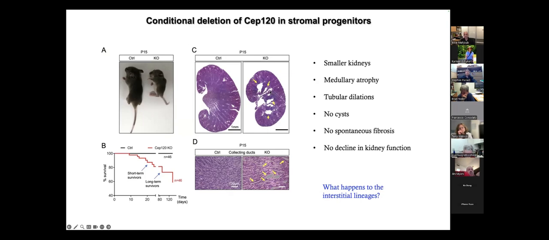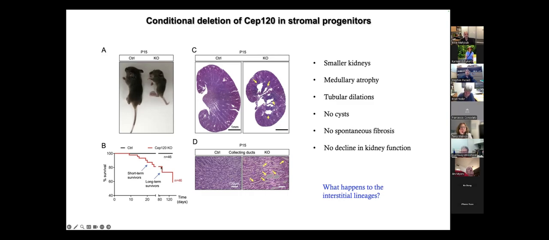Okay, there's this medullary atrophy that we see here. There's some tubular dilations in the medulla region over here, but there's no cysts, there's no spontaneous fibrosis, and there's actually no decline in kidney function, which is why we're pretty sure that these mice are not dying because of the kidney defects. We know FOXD1 is expressed in other organs, including the brain, and it's very well known that disrupting centrosomes in the brain will cause early lethality in mice. So we think that's what's happening.